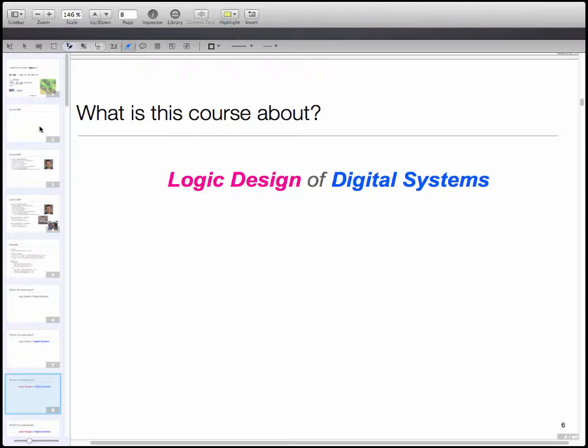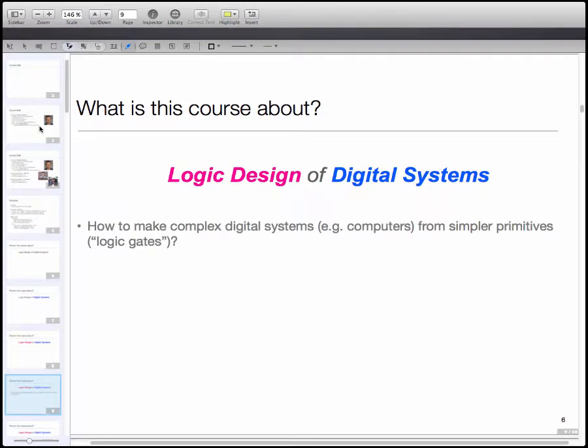Much like when you study algebra or calculus and whatnot, we start with some basic axioms. We kind of build up more complicated things on top of it. It's the same thing out here. So this is kind of, if you may, the math of digital systems, is one way of looking at it. So logic design of digital systems.